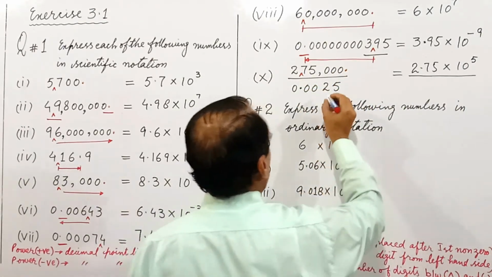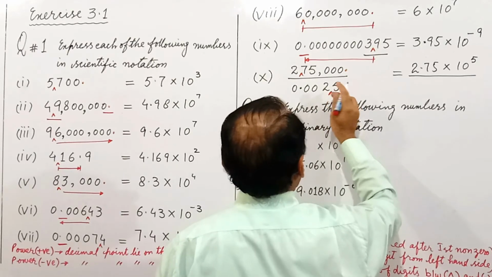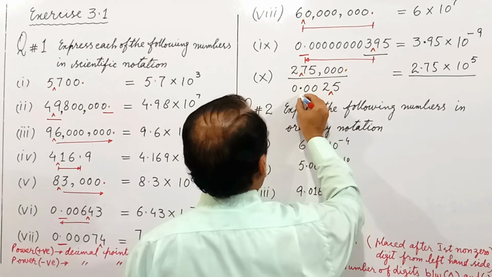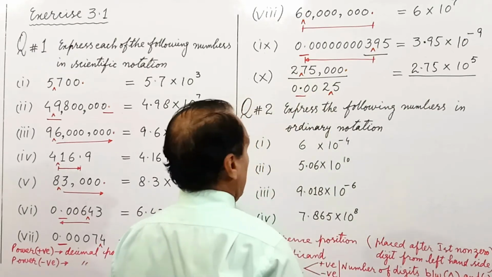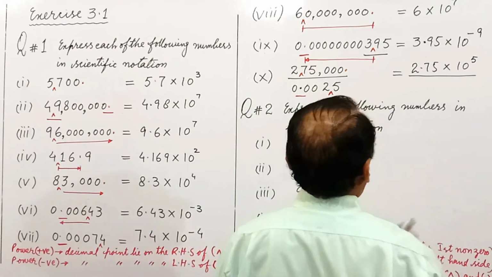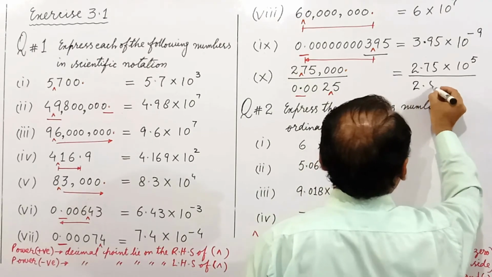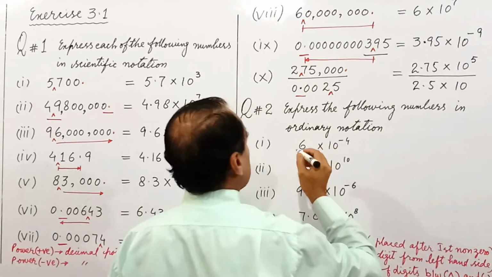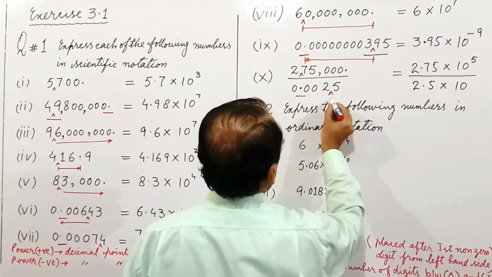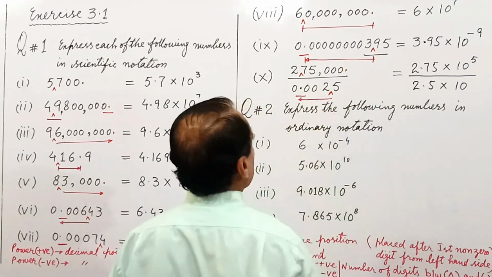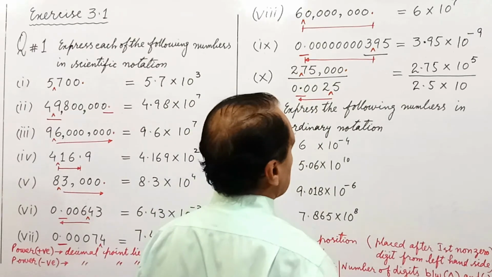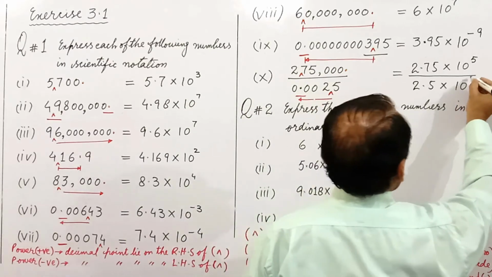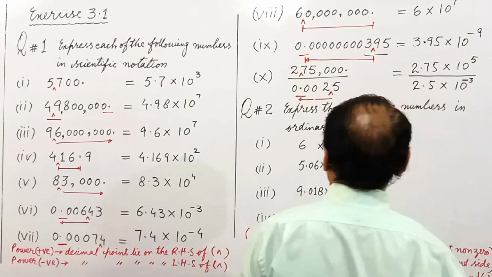position. In the denominator, we write the reference position after the first non-zero digit from the left hand side, which is 2, and the decimal point originally located is over here. Now we write the significand as 2.5 into 10 raised to power, and the power is negative because the decimal point originally located is on the left hand side of the reference position, and the number of digits is 3. Therefore the power will be minus 3 in that part.